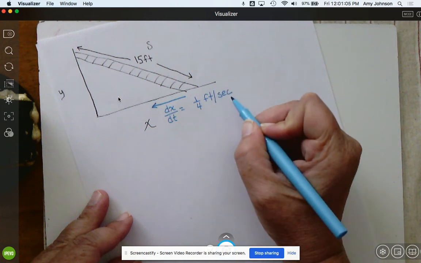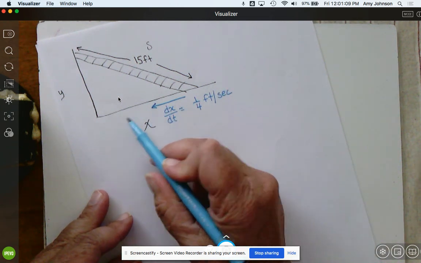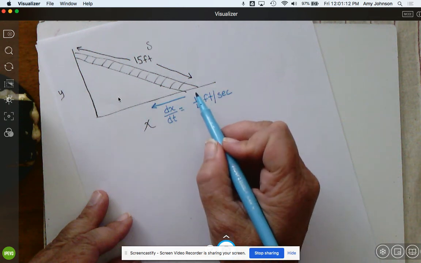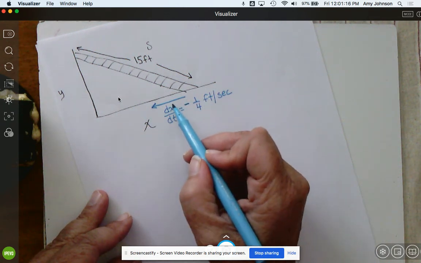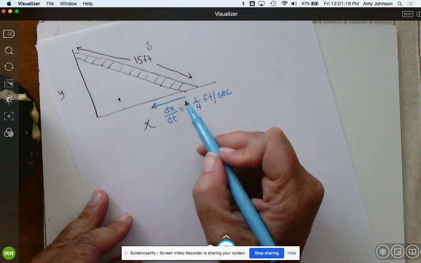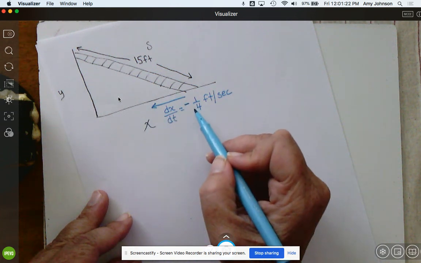And here's something tricky, but if I show you it now, you'll always remember it. Since we're moving toward the origin from the right, this is negative. Whenever you're on the x-axis and you're moving left, that's a negative dx dt.